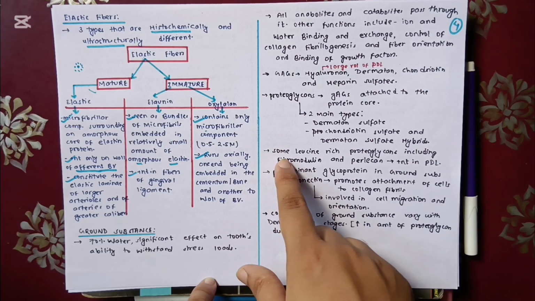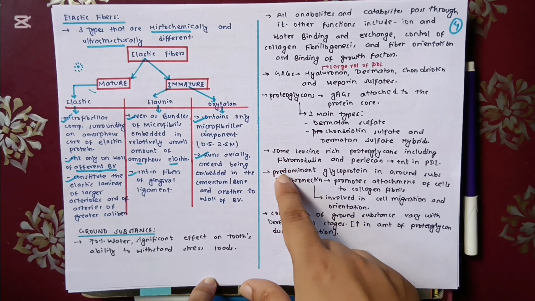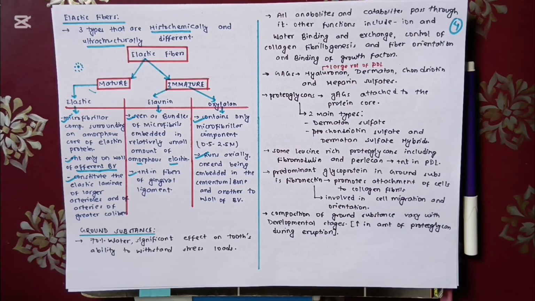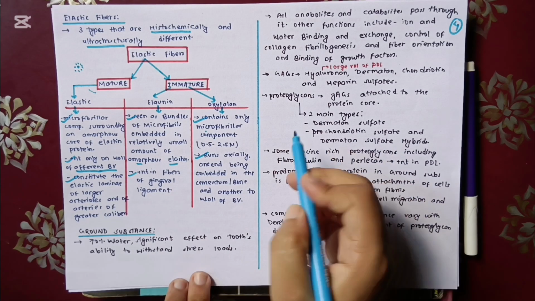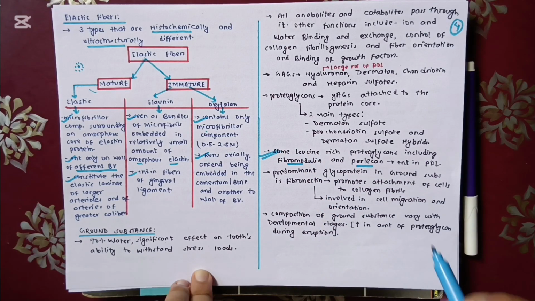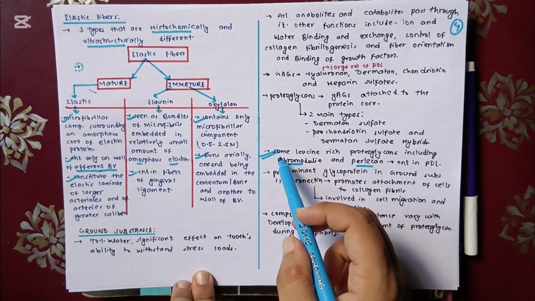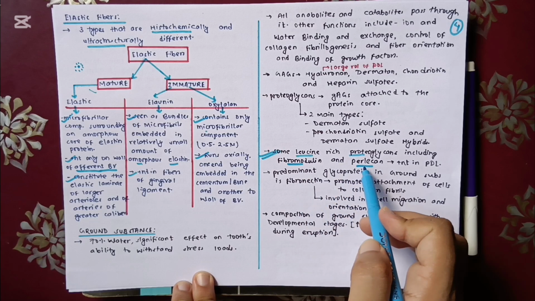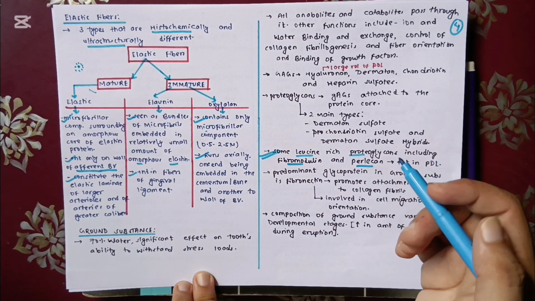After that, in another point, some leucine-rich proteoglycans, including fibromodulin and perlecan, are present in the periodontal ligament. Okay, so you should remember this, fibromodulin and perlecan. Okay, so this is an MCQ question. They can ask you in an MCQ. So leucine-rich proteoglycans, meaning fibromodulin and perlecan, are present in the periodontal ligament.